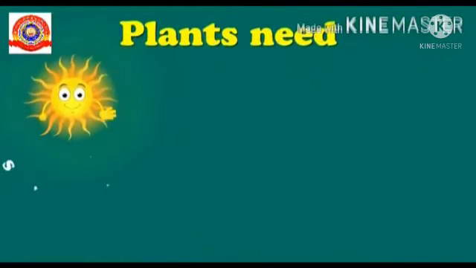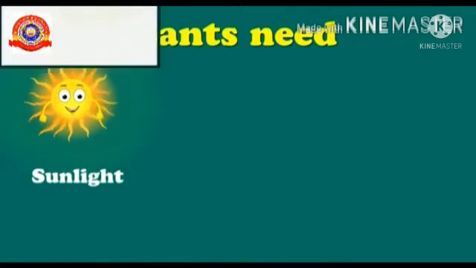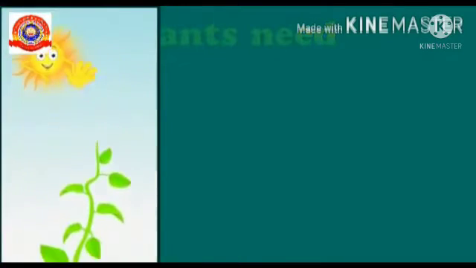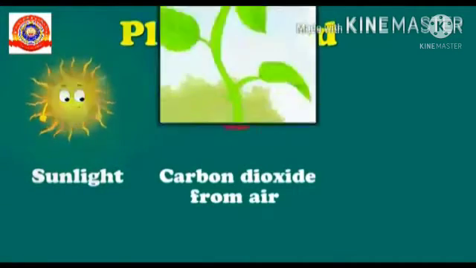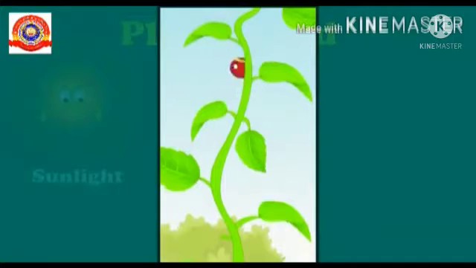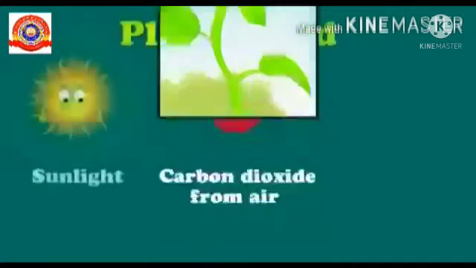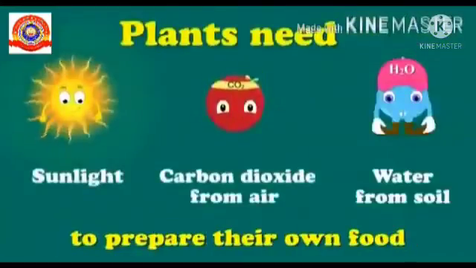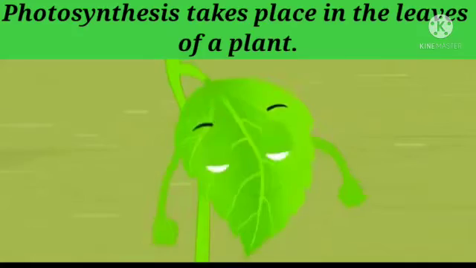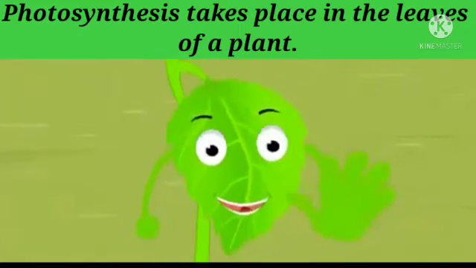What are the things they need for it? Plants need sunlight, carbon dioxide from air, water from soil to prepare their own food. Photosynthesis takes place in the leaves of a plant. So, leaves are the kitchen of a plant.